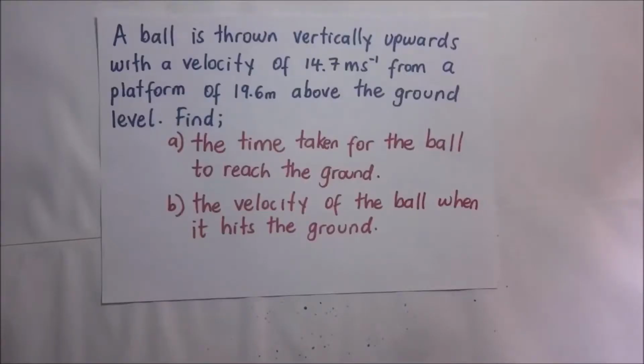Now we'll take this a notch higher. A ball is thrown vertically upwards with a velocity of 14.7 meters per second from a platform 19.6 meters above the ground level. Find the time taken for the ball to reach the ground and the velocity of the ball when it hits the ground.